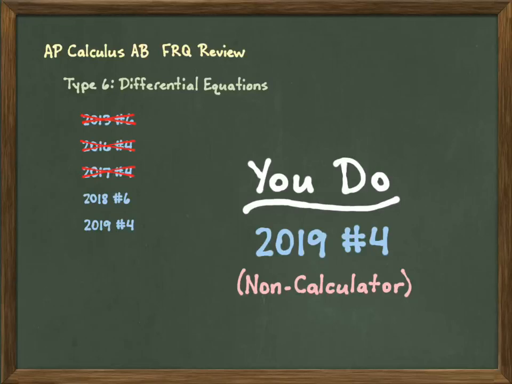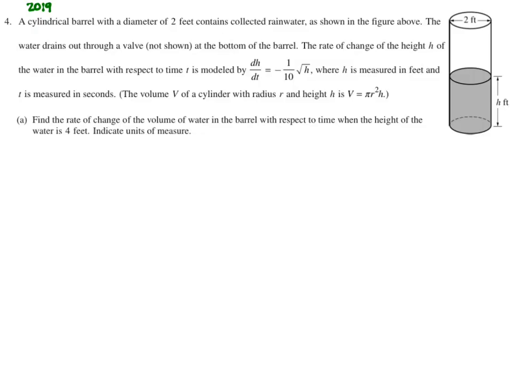For number 4 of 2019, you should have already done this, so please pause the video and complete it before you watch this video. But with that said, number 4 says a cylindrical barrel with a diameter of 2 feet contains collected rainwater, as shown in the figure above or to the side.